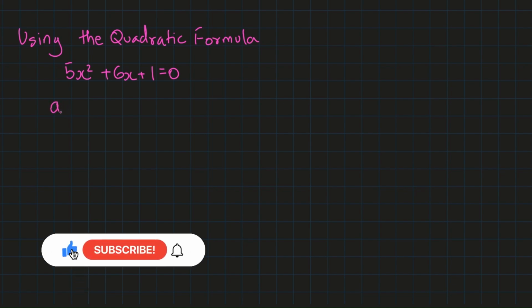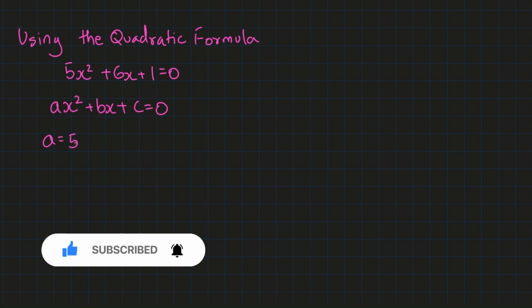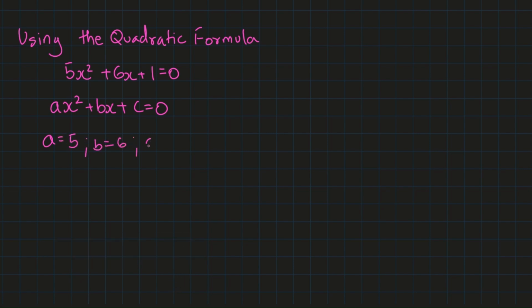Let's take an example and solve it by using the quadratic formula. 5x square plus 6x plus 1 equal to 0. We first compare it with the standard form, that is ax square plus bx plus c equal to 0. We get a is equal to 5, b is equal to 6, and c is equal to 1.